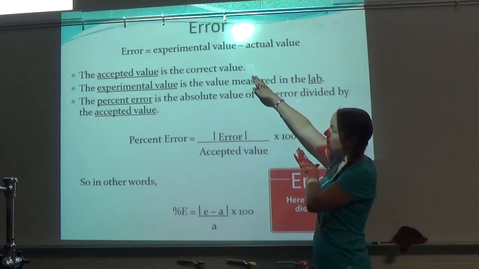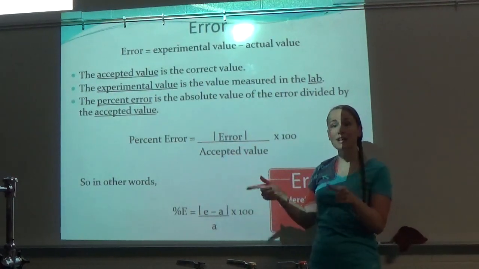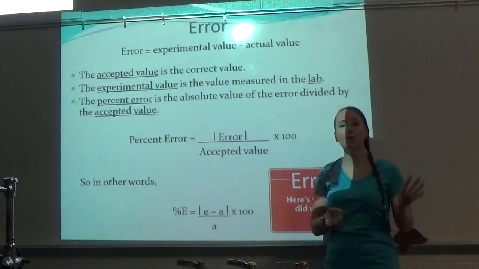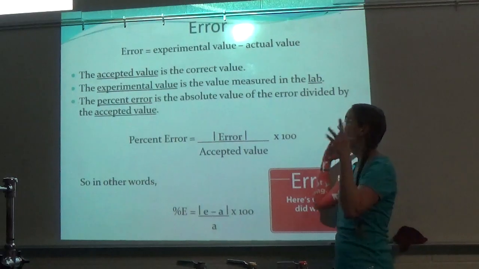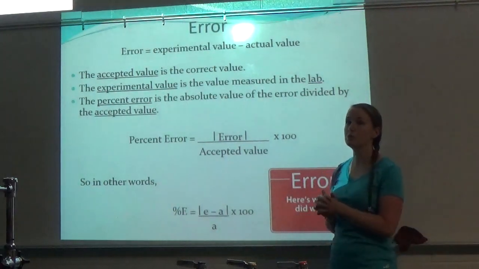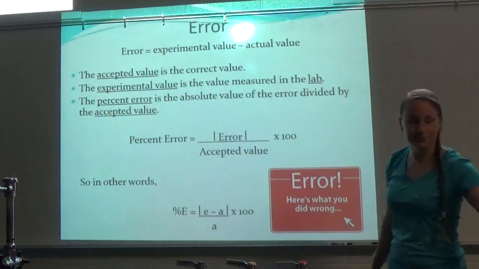So error can be positive or negative, percent error has to be positive. And your unit for percent error is percent. We're going to learn lots of percent things in this class: percent error, percent composition, percent yield, all of those kind of things. All of them have the unit of percent. I'm super, super big on units, so make sure you have a unit with your answers.